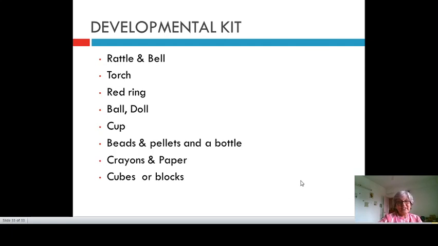So with this, I end today's class. We have talked about normal development. Now you have a basic idea about what normal development is. Next day, we will go into developmental screening and assessment.